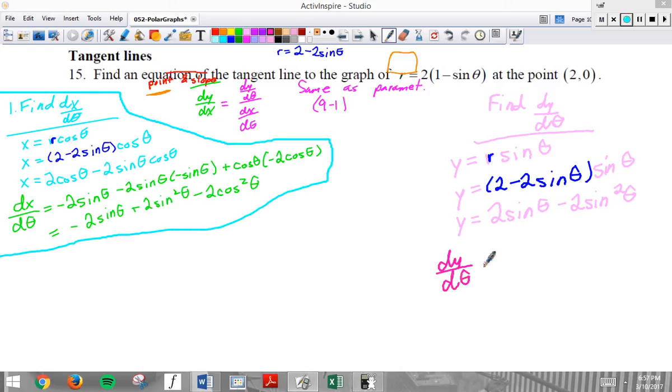dy d theta. Okay, now 2, the derivative of sine is cosine. What's this derivative? I just want to say, remember, very important.